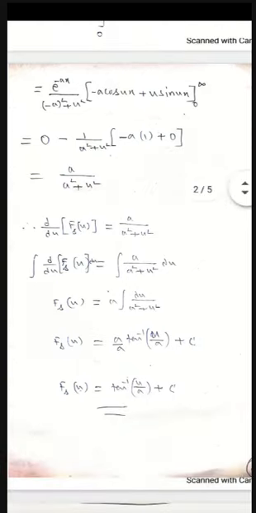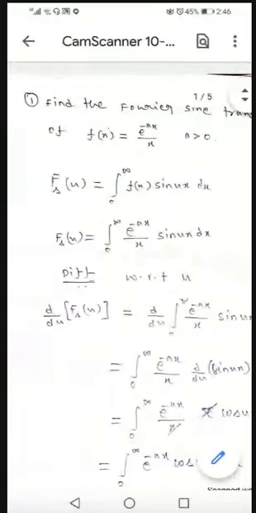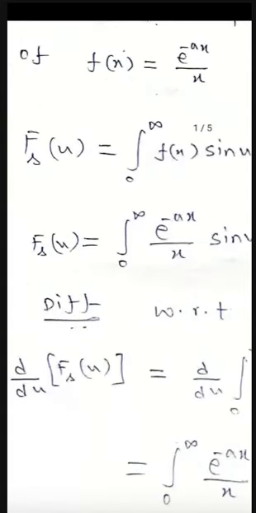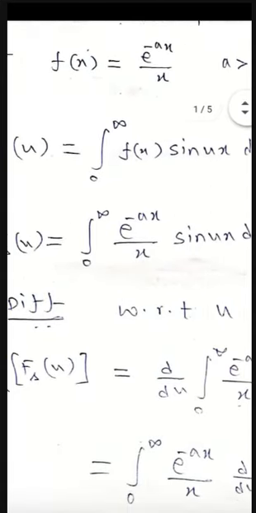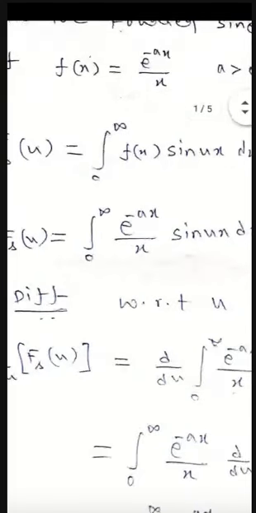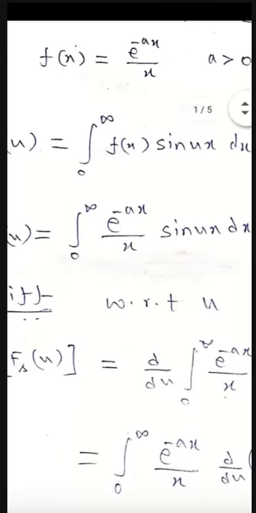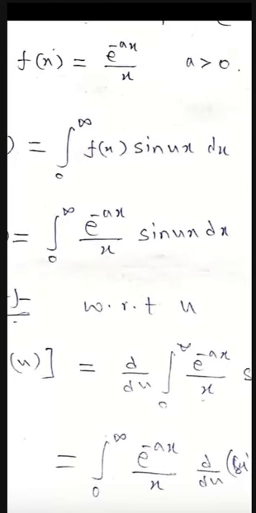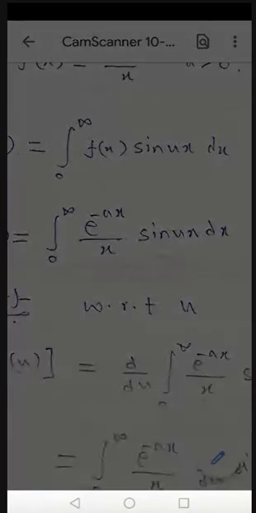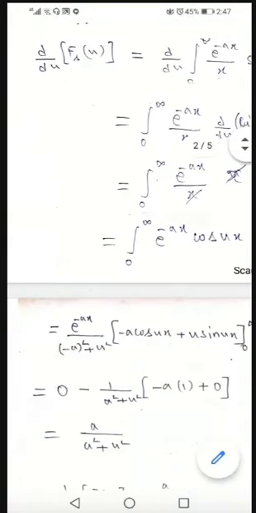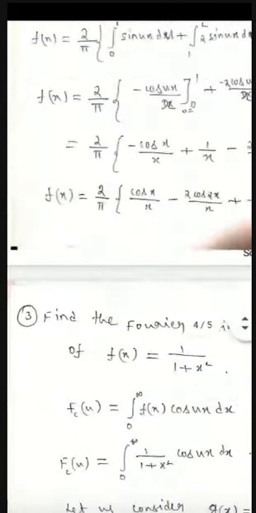So finally we got Fs of u. What is that Fs of u? Actually, we have to find out Fs of u finally, right? Fs of u is the integral from 0 to infinity of e power minus ax by x sin ux dx. So in place of the integration of e power minus ax by x sin ux dx, I can write tan inverse of u by a plus c. So hence we got the solution. Fs of u is the solution. Yes, we got Fs of u by using a different method.